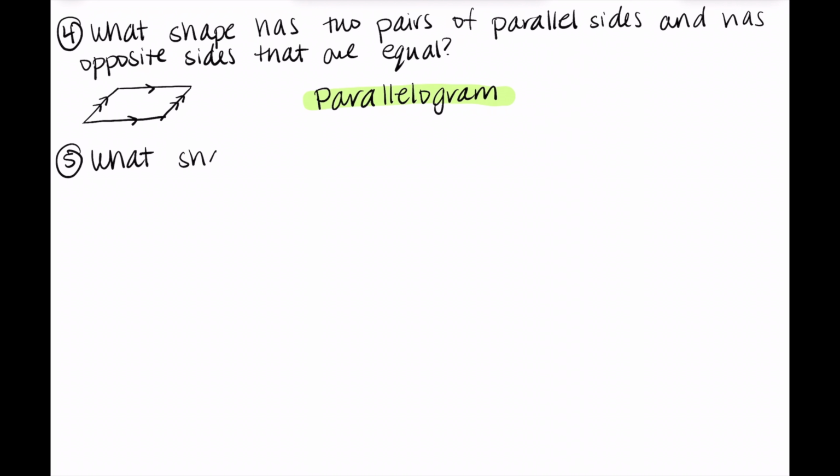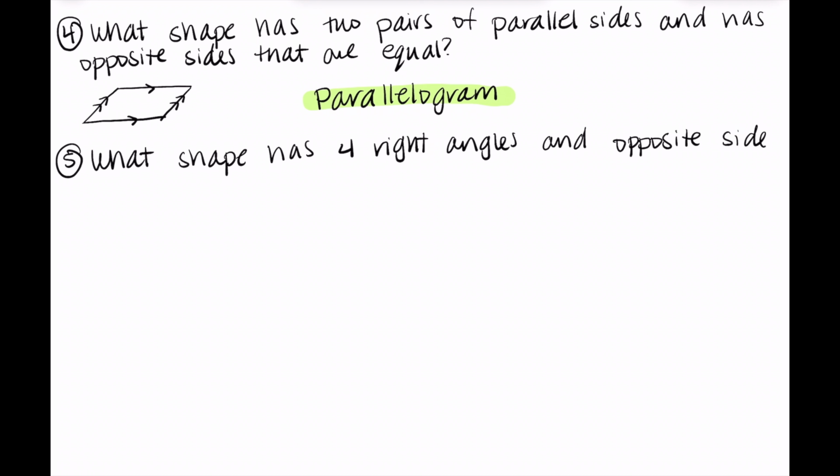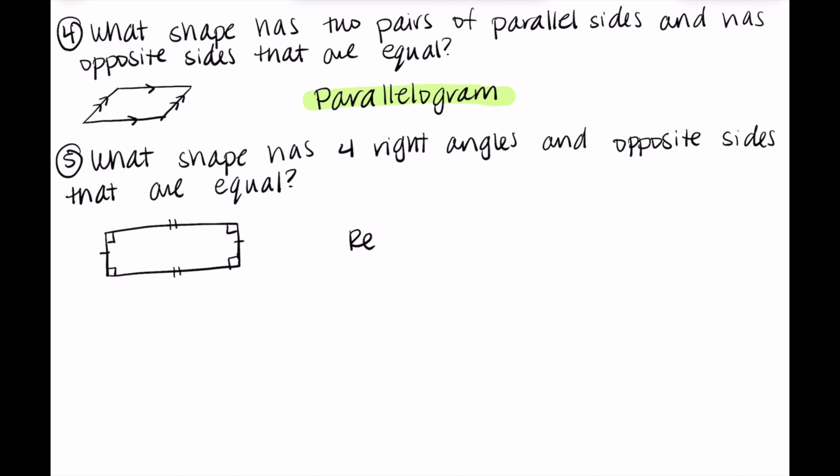Now we'll move on to our fifth example for today. For number five, it says, what shape has four right angles and opposite sides that are equal? So let's try to visualize what this would look like. Four right angles and opposite sides that are equal. Well, that would look like this, right? We have our four right angles, which I'll label here, and then our opposite sides that are equal. The short sides are equal, the long sides are equal. So number five, well, we would classify that as a rectangle.